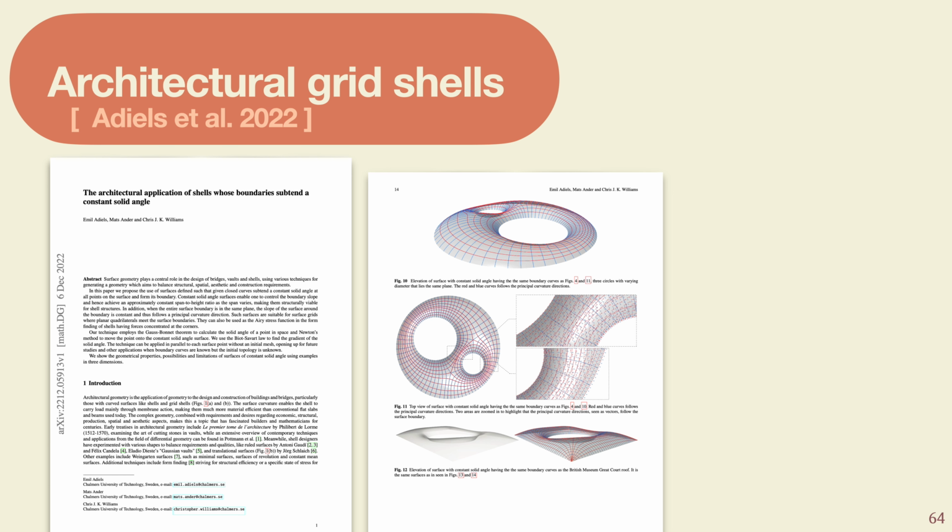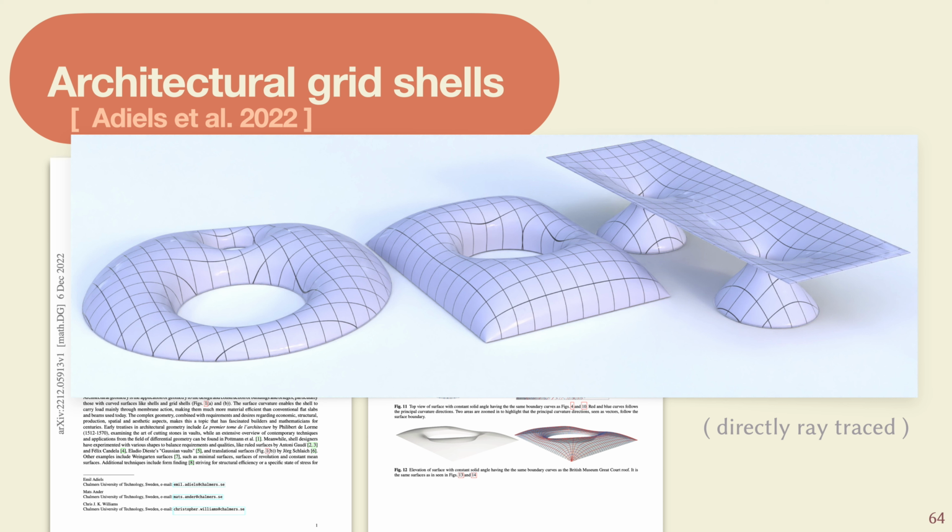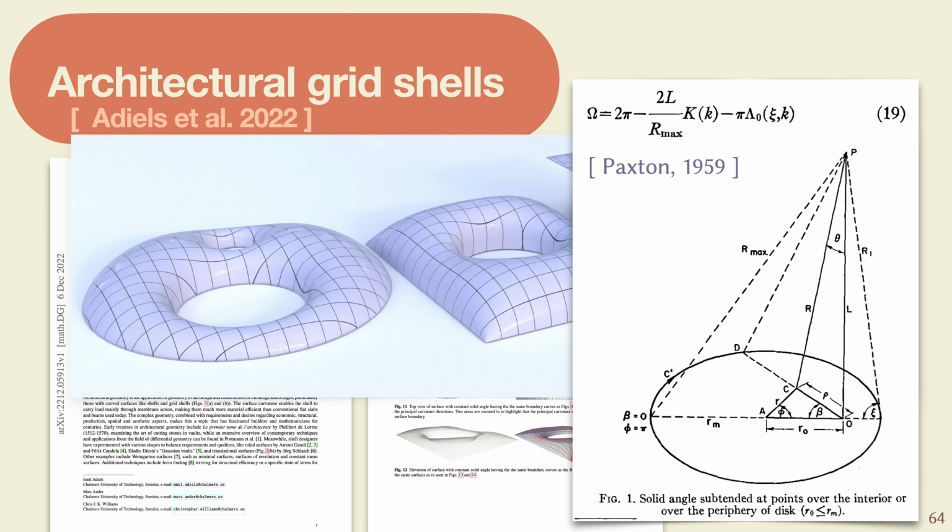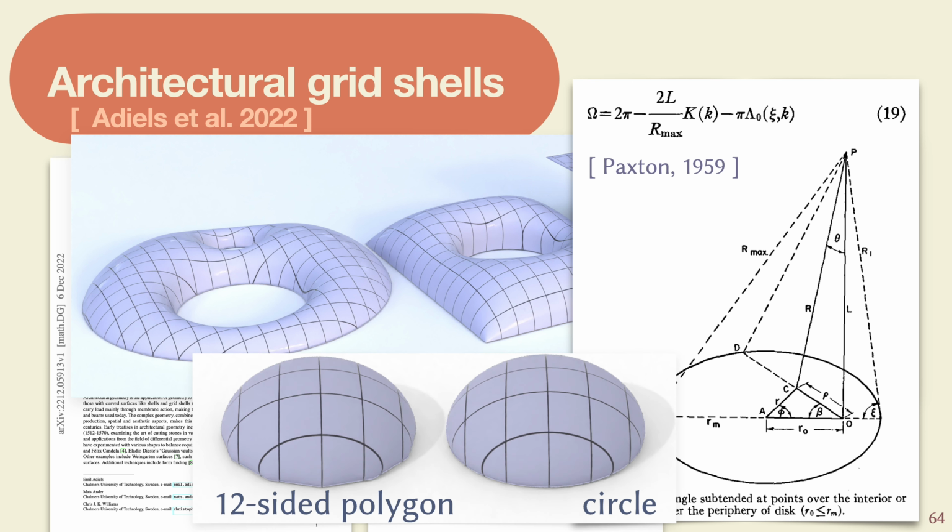Solid angle also shows up in architectural geometry, where it's used to design architectural grid shells. And again, we can directly visualize these surfaces via ray tracing, bypassing the need for mesh-based optimization, which was previously required to construct these grid shells. In order to allow for perfect circular boundaries to these grid shells, we make use of explicit formulas for the solid angle of a disk and its gradient, which can be given in terms of elliptic integrals that are readily evaluated by standard numerical packages. In practice, we found that evaluating the elliptic integrals cost about as much as evaluating the solid angle for a 12-sided polygon, while providing considerably smoother results.